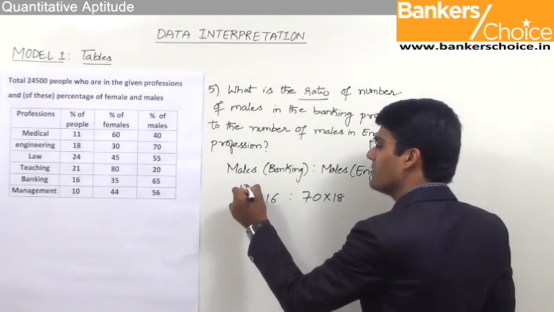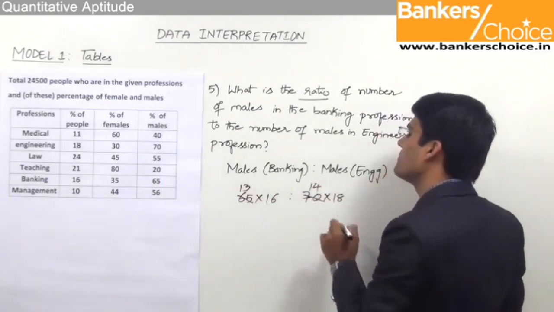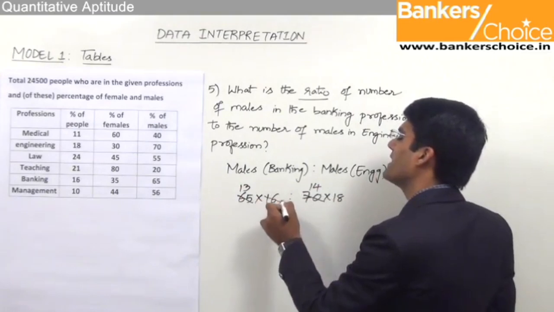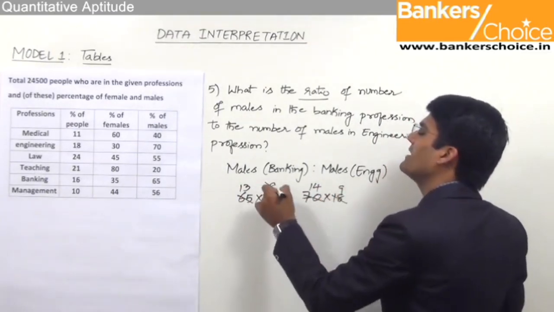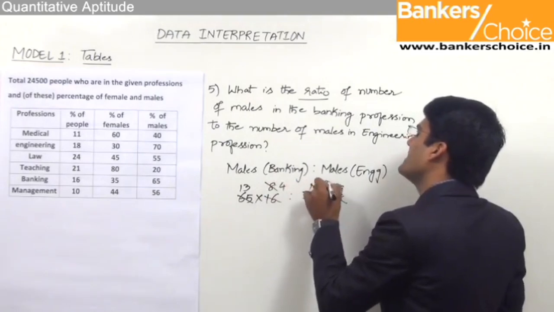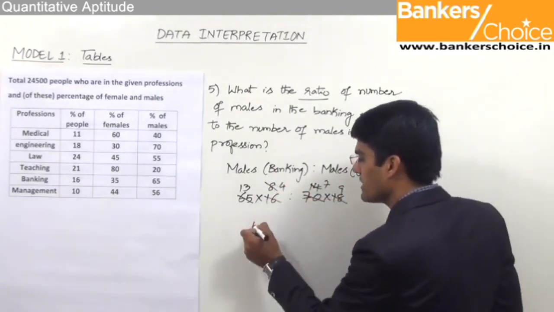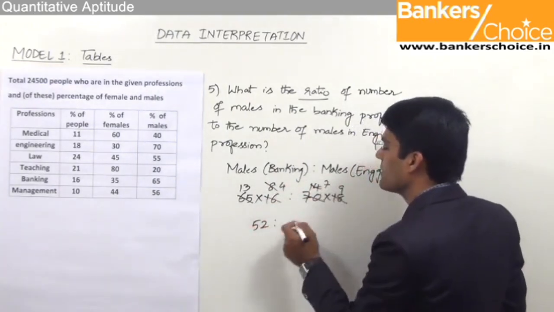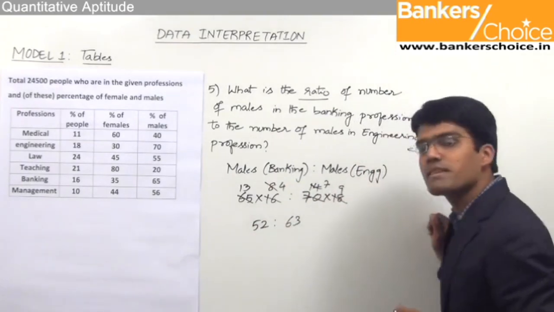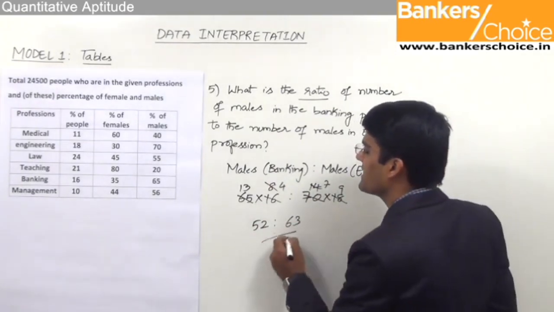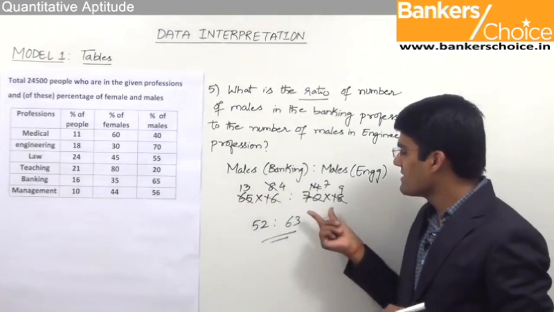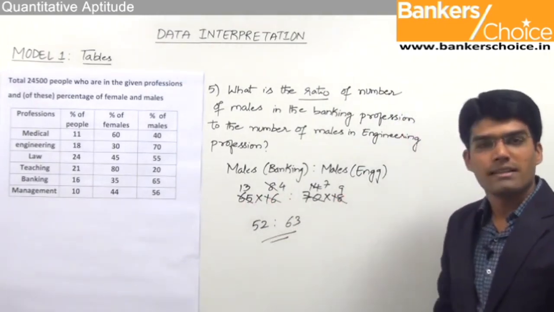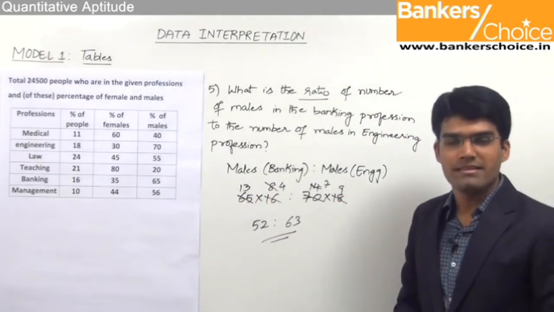65 is 13 into 5 and this is 14 into 5. 16 and 18 can be taken as 2 into 8, 2 into 9. And this can again be taken as 4 times and 7 times. So 13 into 4 is 52 and 7 into 9 is 63. And this cannot be simplified further. So we can say that the answer here is 52 is to 63. But remember, what you write in the exam is directly this step, simplify and mark the answer. That is 52 is to 63.